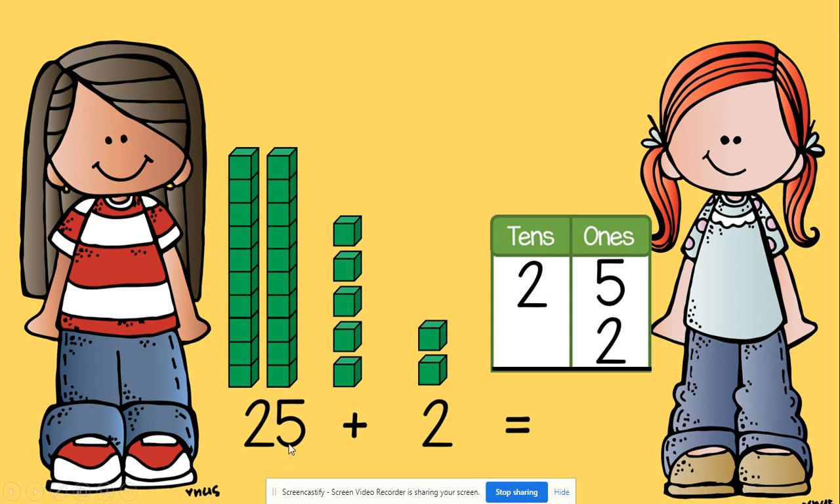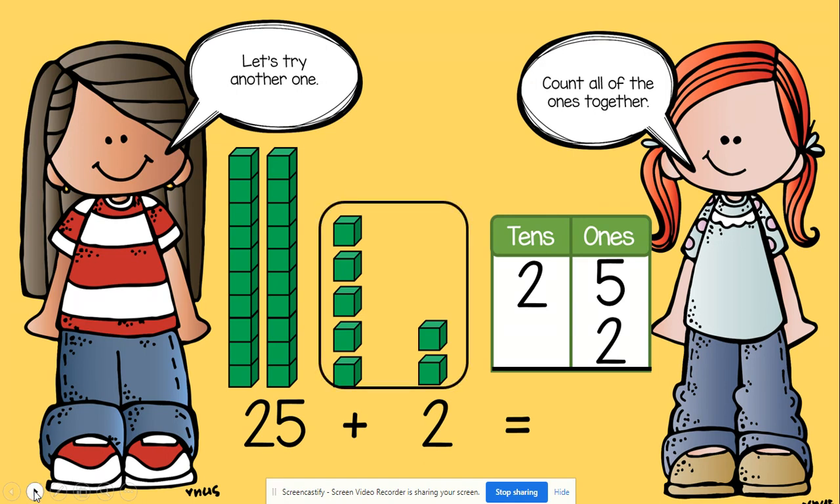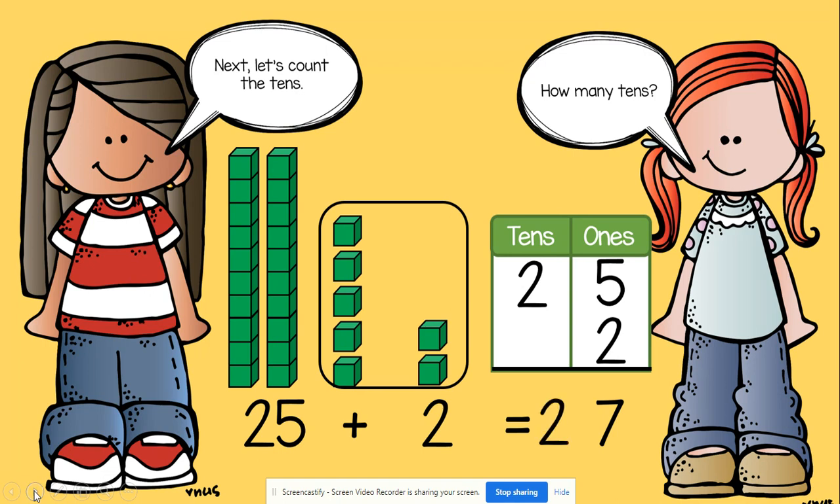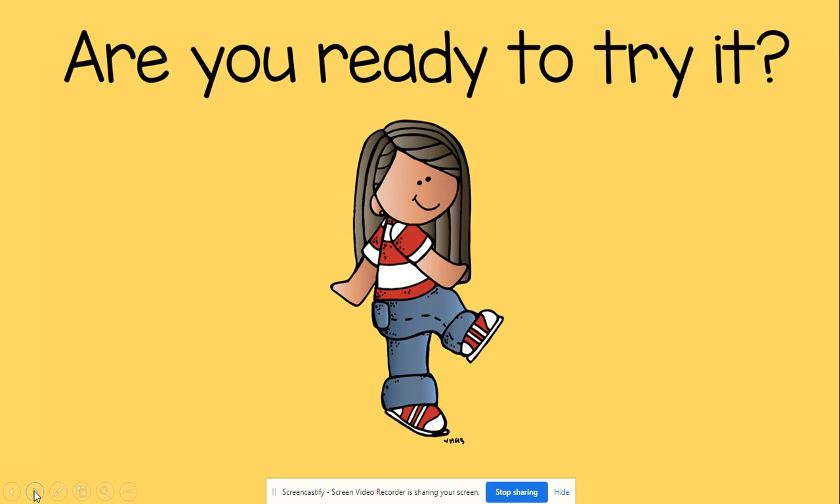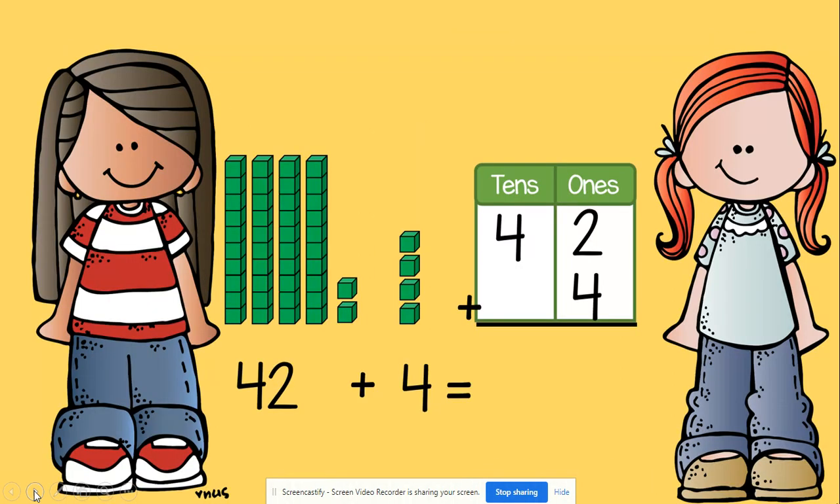Okay, here's another one. So we put them in the tens and ones again. Let's count the ones. 5 plus 2, 5, 6, 7. 7 ones. And we're going to count the tens now. How many tens are there? 1, 2. 2 tens. You ready to try it now? Get your whiteboard and your marker ready.